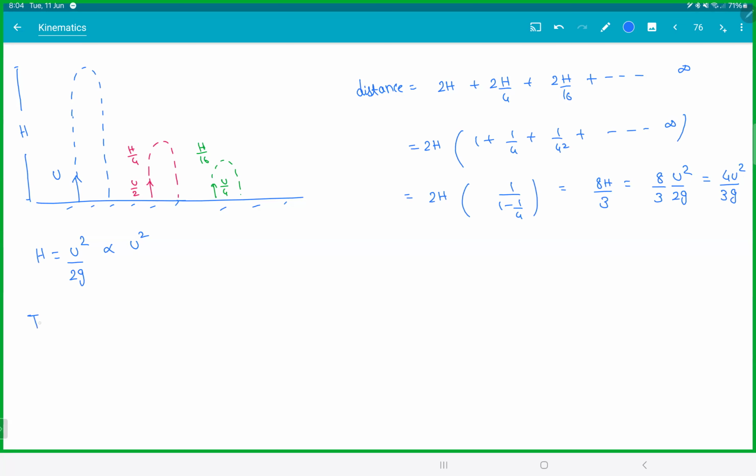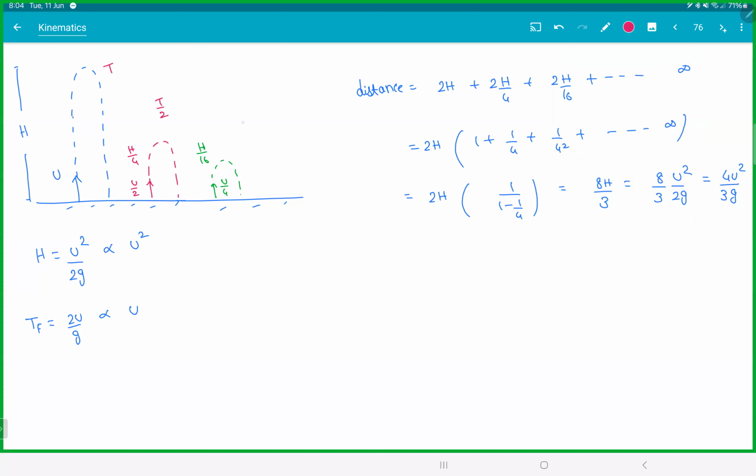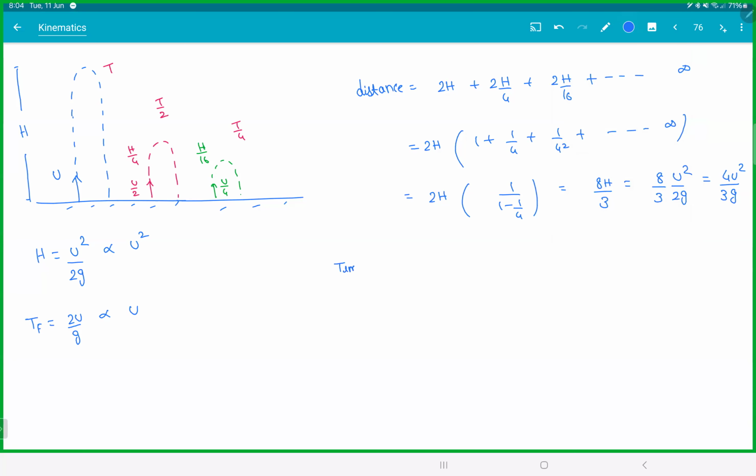Similarly, if you look at the time of flight, it is 2u by g. That is proportional to u. Meaning if the time is t here, then the next time is t by 2, then t by 4, and so on. Then the total time will be t plus t by 2 plus t by 4 and so on till infinity. If you take t common, you get 1 plus 1 by 2 plus 1 by 2 square, so on till infinity. This gives 1 by 1 minus half. That turns out to be 2t, which is 4u by g.